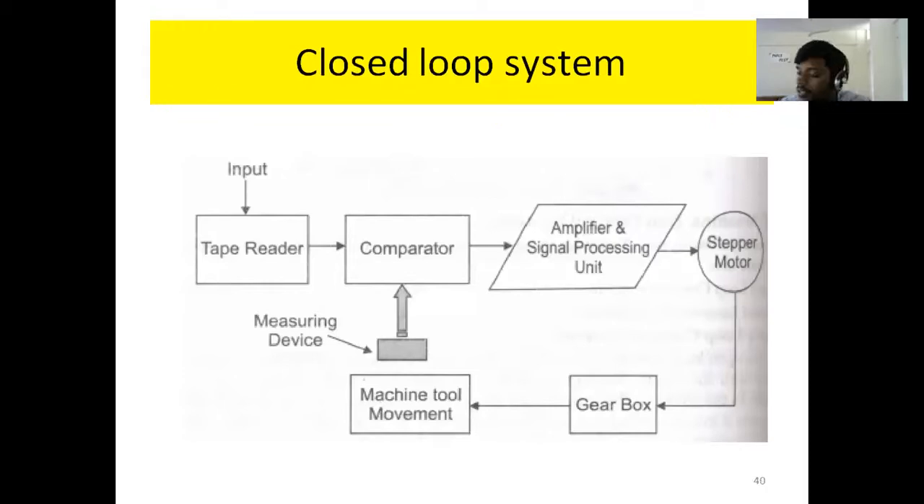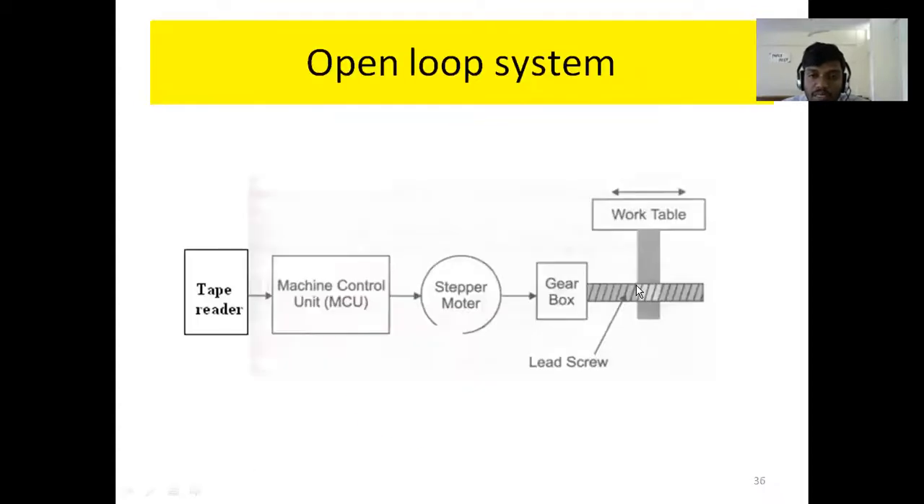Next is closed loop control system. Now you can see the diagram of this system. There is a tape reader as an input for the work system. Then comparator, one of the units is fitted in this system. Then amplifier and signal processing unit. Then stepper motor. But before that, in open loop, you can see directly tape reader and directly MCU and directly processing unit.